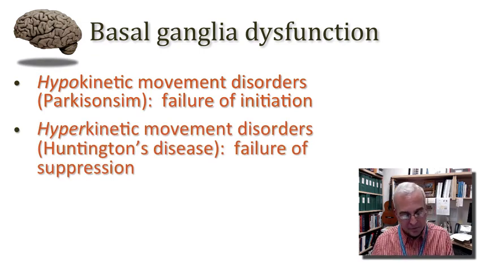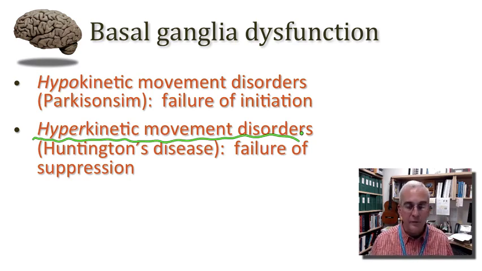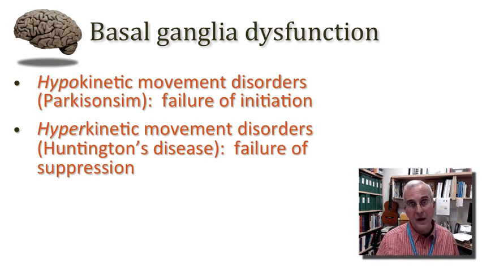On the other end of the spectrum, there are hyperkinetic movement disorders. These are disorders that are represented by Huntington disease and by other kinds of disorders that result in the expression of unwanted movement. So we can think of these disorders in terms of the basal ganglia as a failure to suppress unwanted movement.